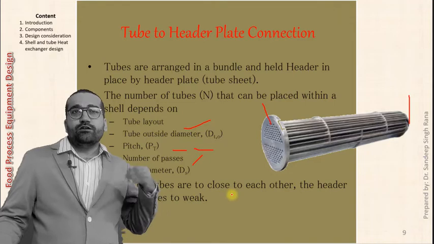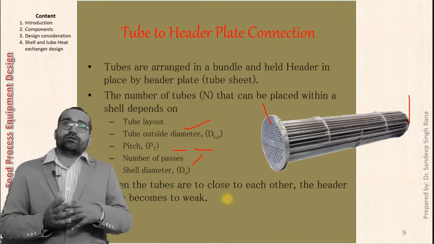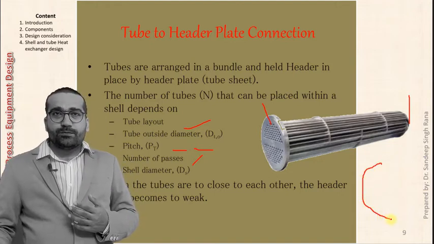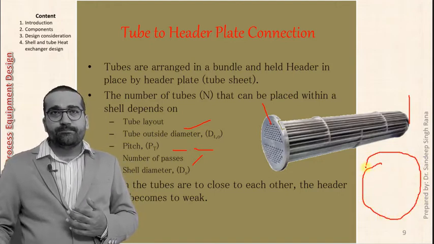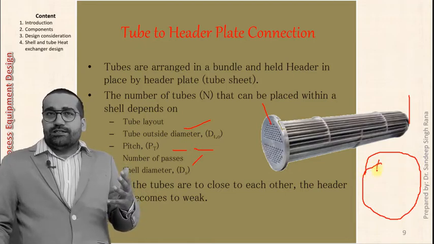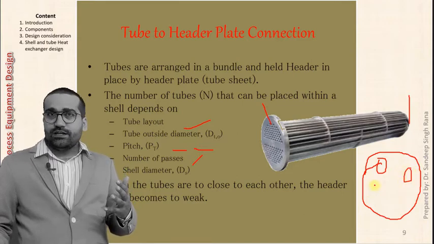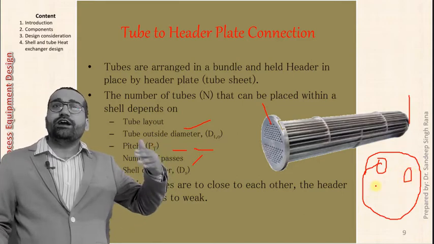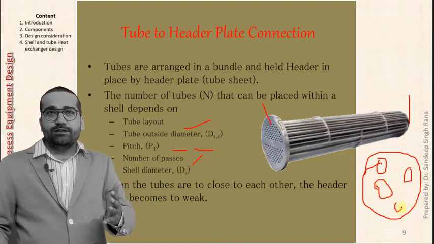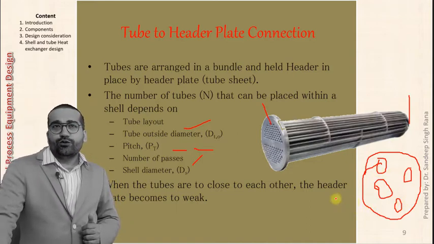And when the tubes are close to each other, the head plate becomes weak. Why so? Let us talk about that. Suppose this is our head plate. Now, suppose in this area we are having 4 tubes. Generally we have in the range of 80 to 150 tubes, but to make it simpler, let's have 4 tubes.